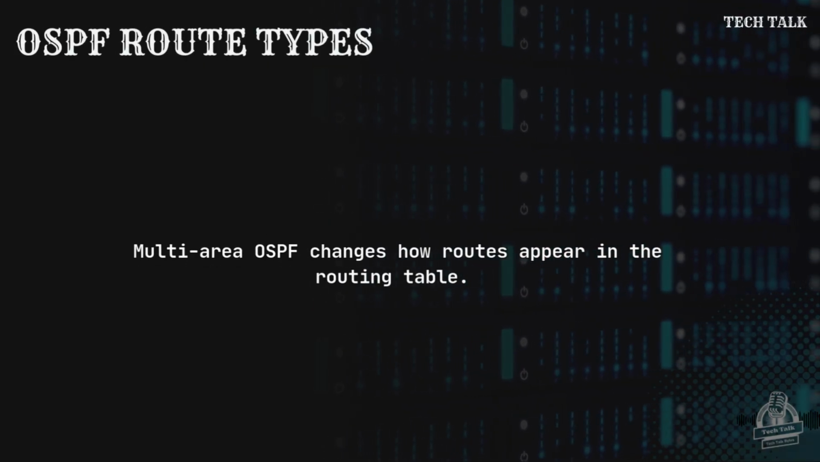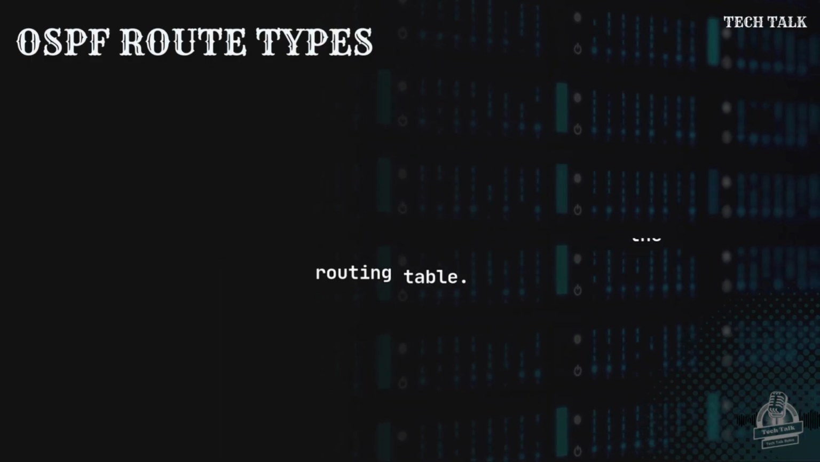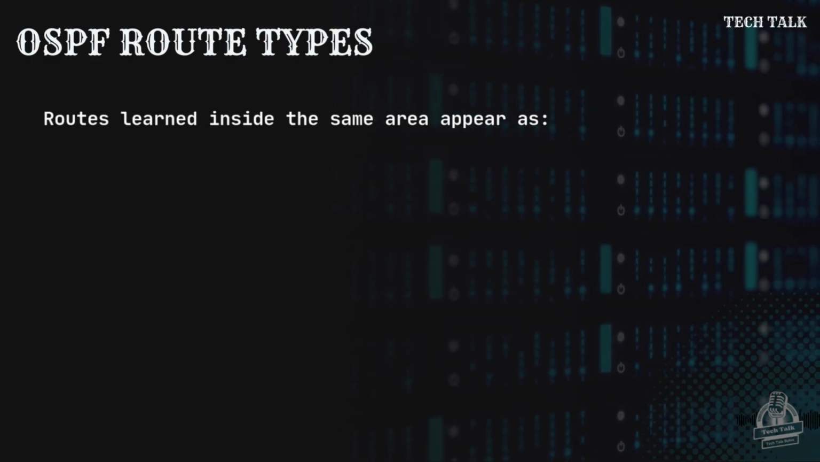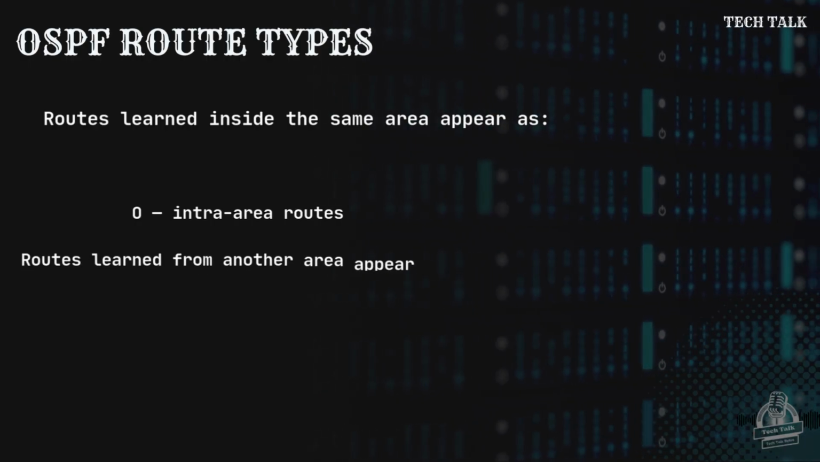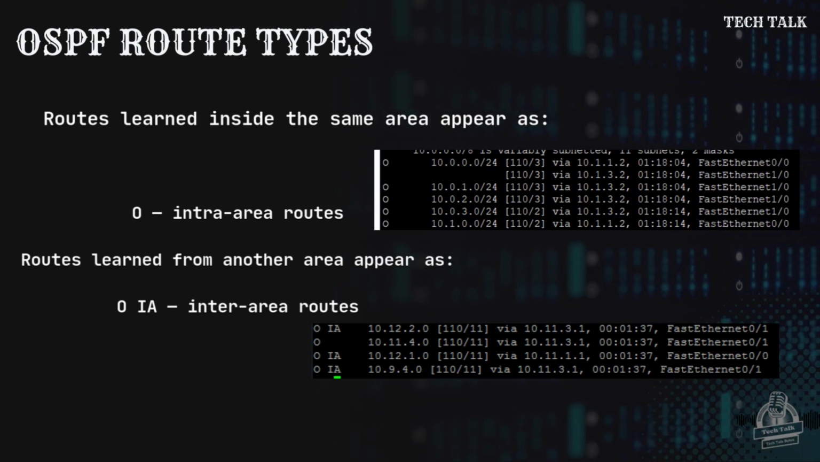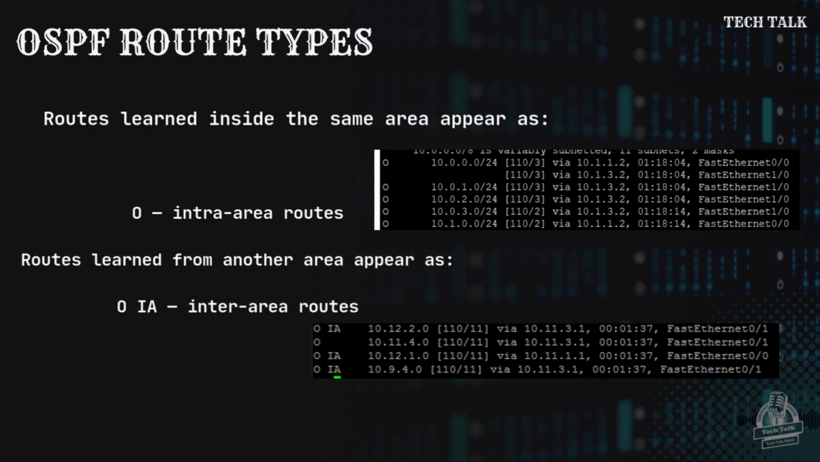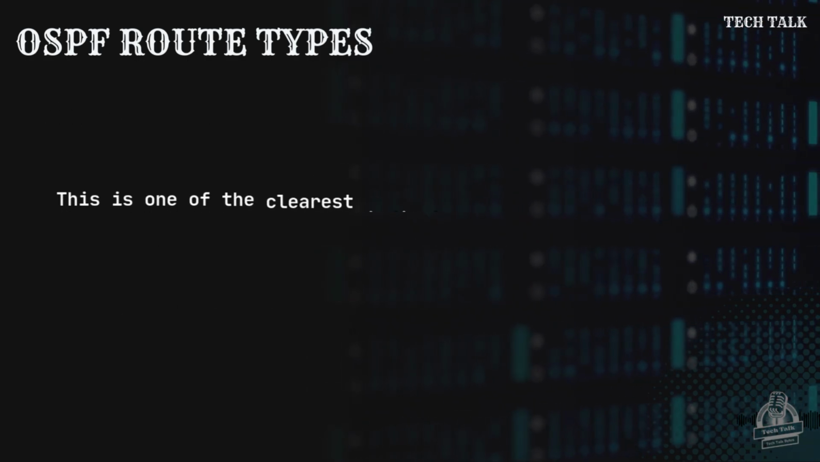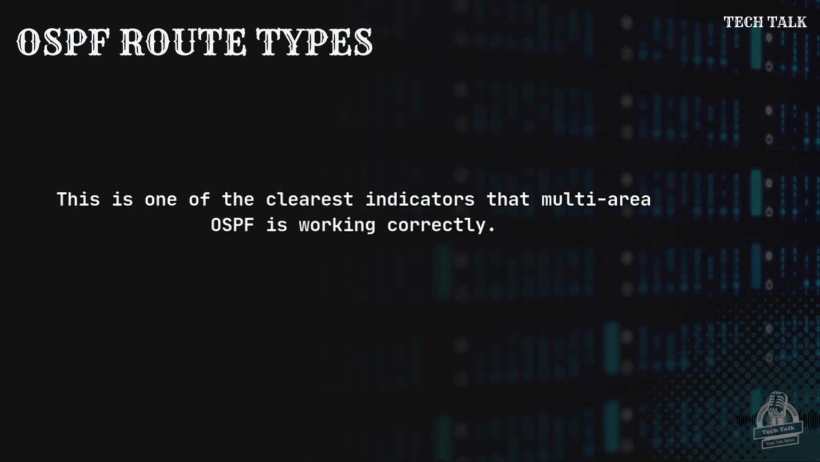Multi-area OSPF changes how routes appear in the routing table. Routes learned inside the same area appear as O, intra-area routes. Routes learned from another area appear as OIA, inter-area routes. This is one of the clearest indicators that multi-area OSPF is working correctly.